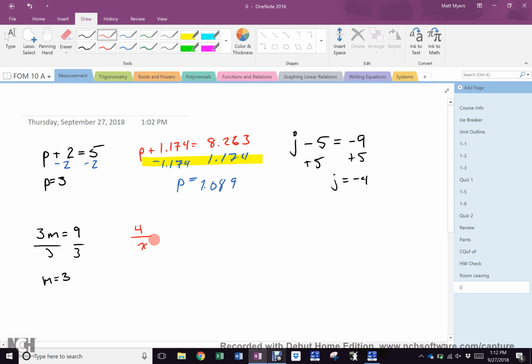4 over x equals 2. Marcus. Multiply what? Multiply the 4 by 4? But I don't need to move the 4. Okay, no, I hear what you're saying. So if I multiply this 4 by 4, what do I get? What's 4 times 4? 16 over x equals 8.